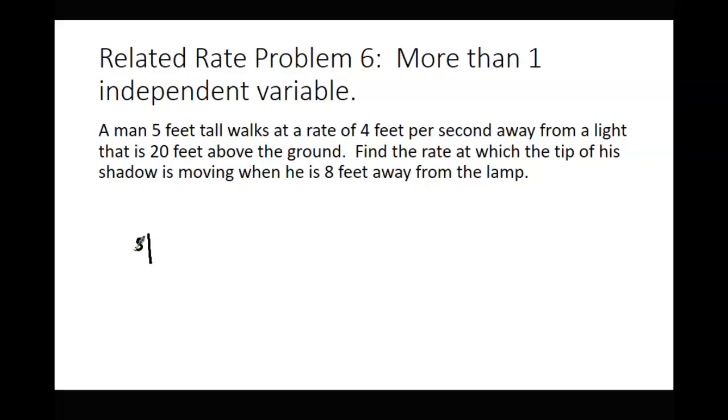A 5-foot man is walking at a rate of 4 feet per second away from a light that's 20 feet. Is he walking away from it? So it's going to be behind him. And the light is 20. And the height of the lamp is not going to change either, right? Now this guy has a shadow, doesn't he? On the ground. And that's because the light's shining down on his head. Don't you agree?